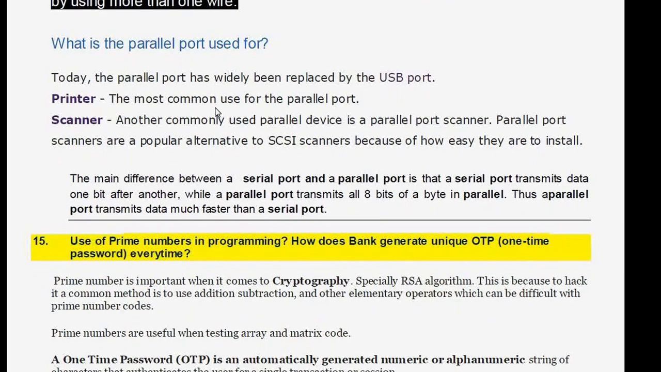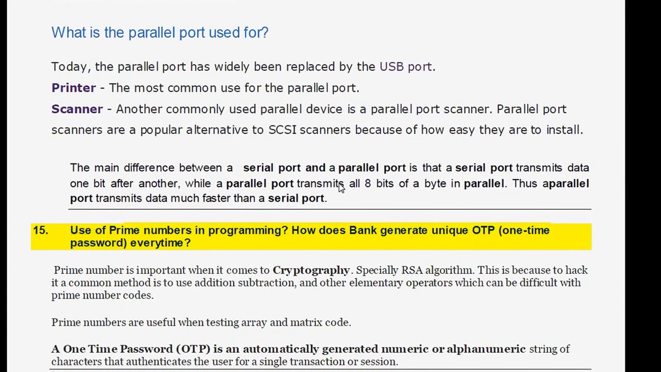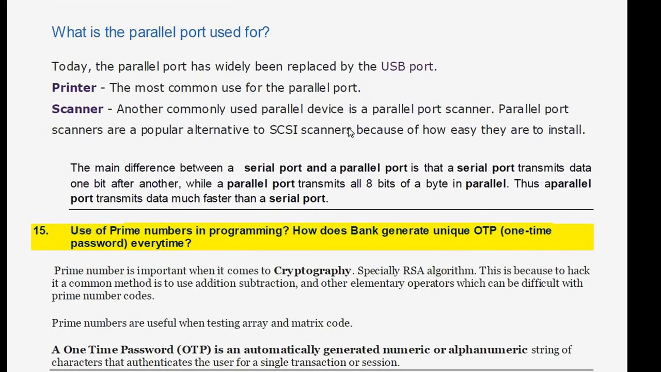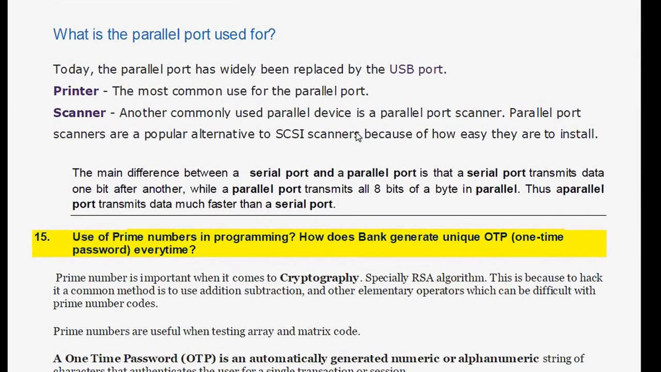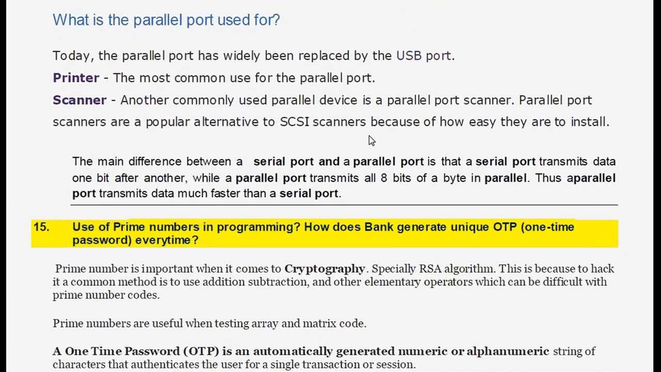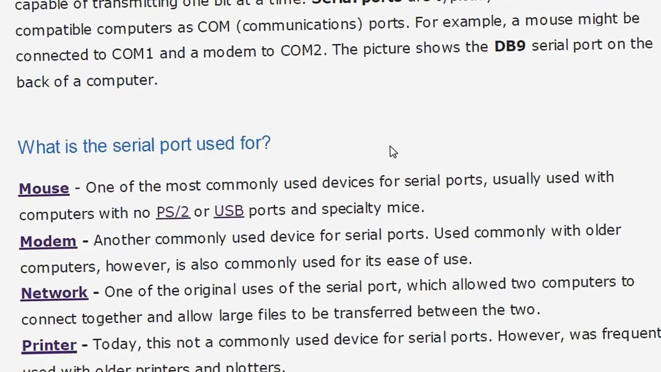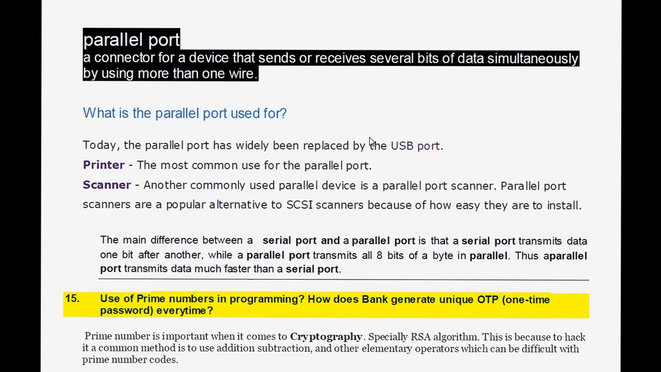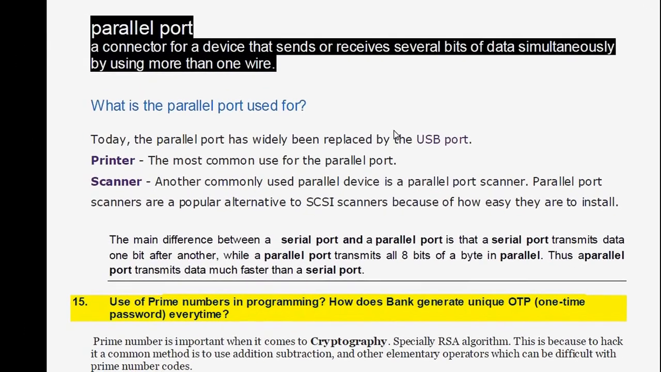The main difference between serial and parallel port is that a serial port transfers 1 bit at a time, whereas a parallel port transfers 8 bits of data at a time. In this way, a parallel port is much faster than a serial port. These are the advantages and disadvantages of parallel and serial ports.